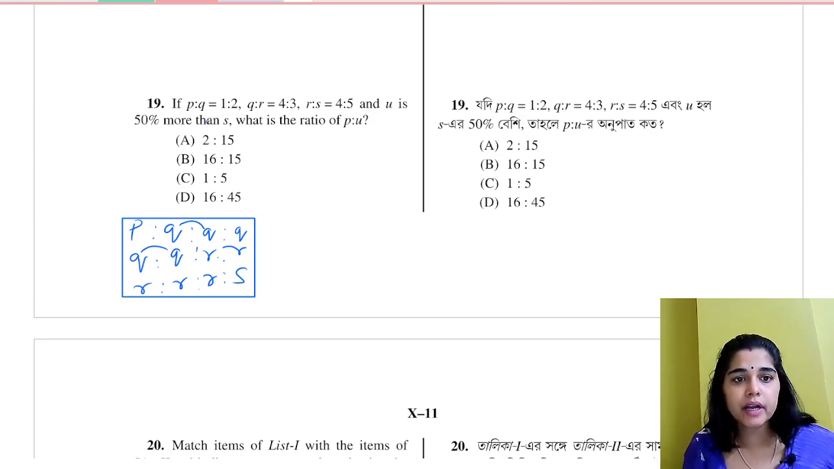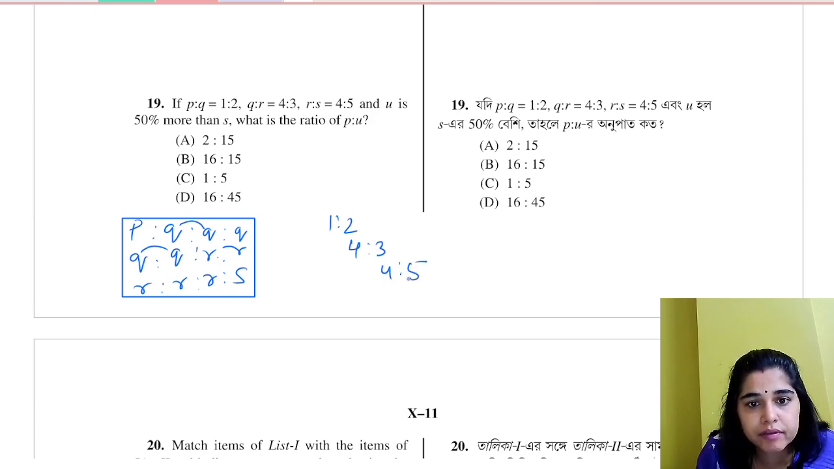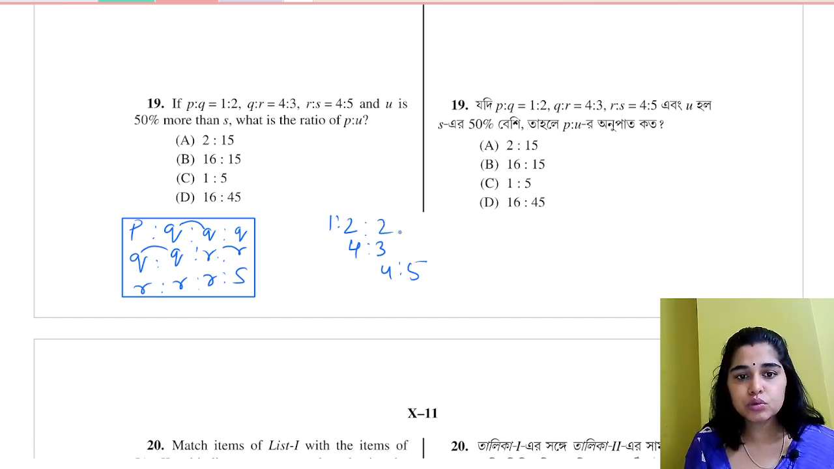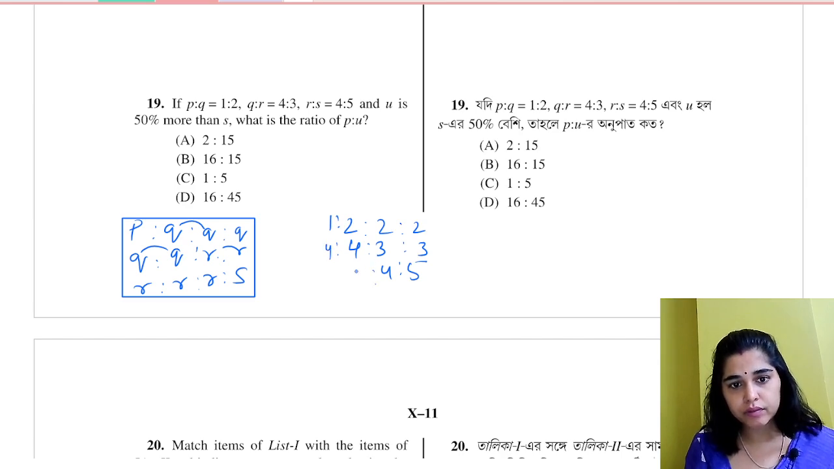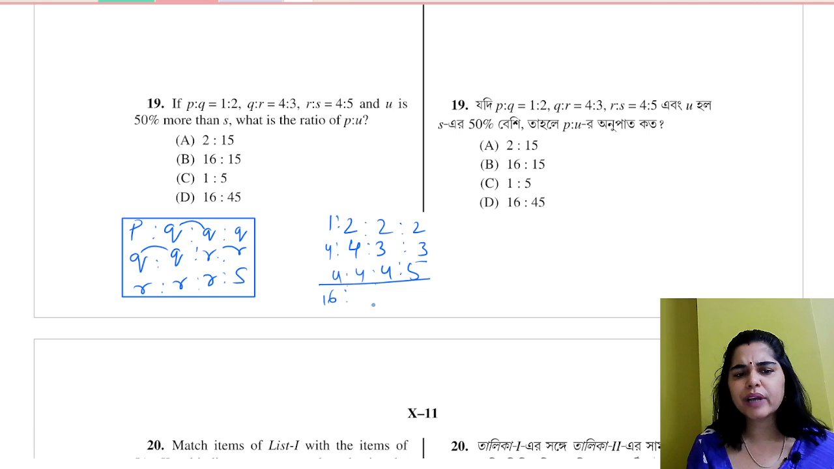And simply here also, as per the question, what was given? P to Q was given 1:2, and Q to R was given 4:3. R and S is given 4/5. So in the same way we will do 2, 2, 3, and here 4, 4, 4. So what will become? Now we are going to multiply: 4, 16, 16, 16. But why are we going to calculate all?